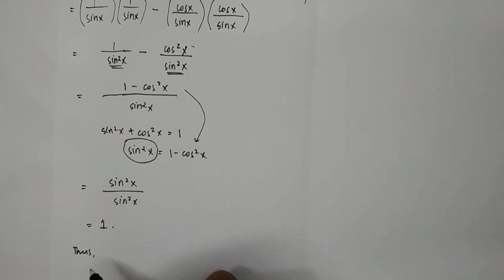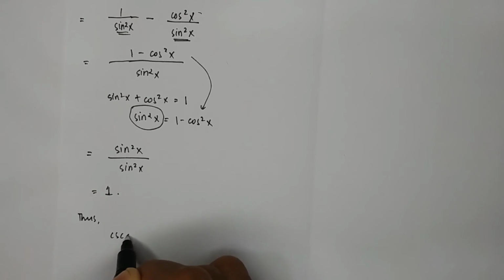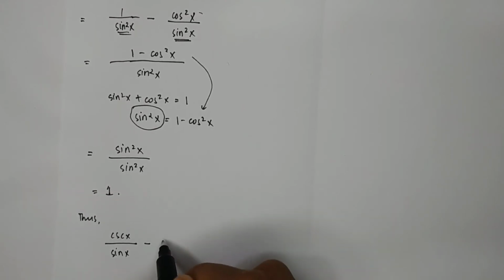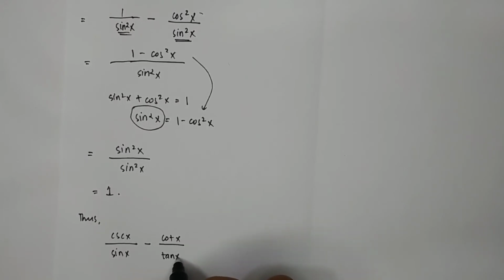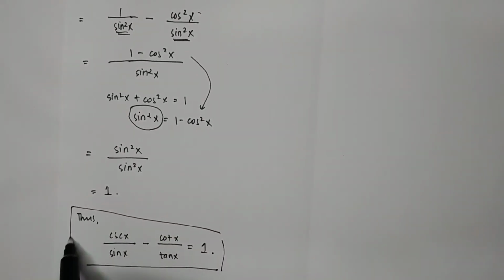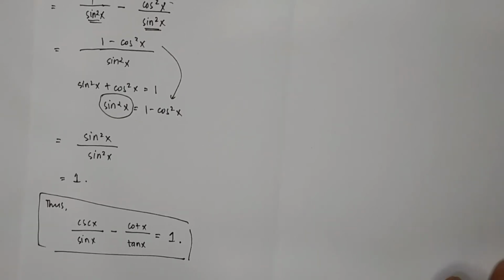Thus, ang ating cosecant x over sine x minus cotangent x over tangent x is equal to 1. So, ito na yung simplified natin na answer. Okay? So, that's it for number 1.